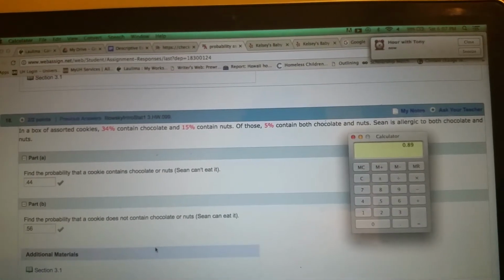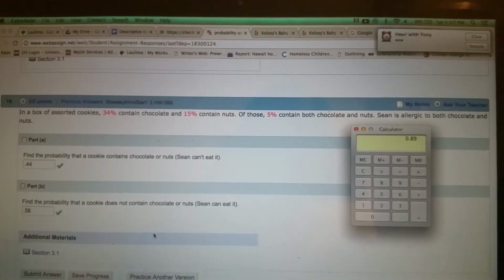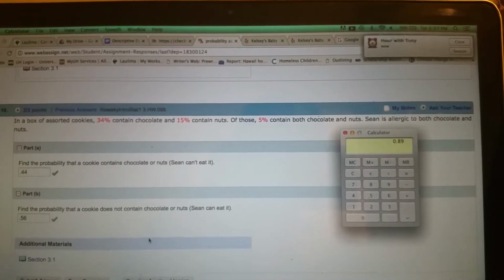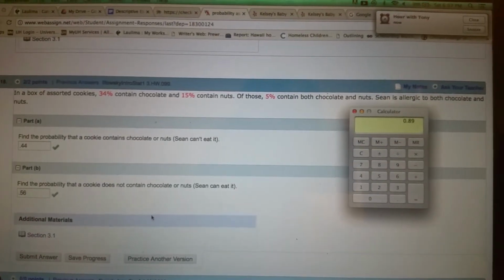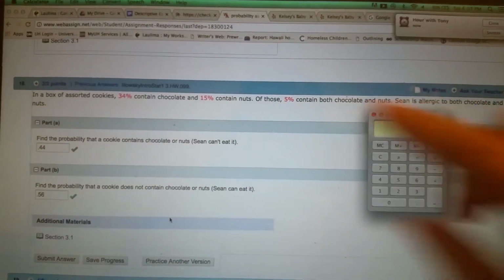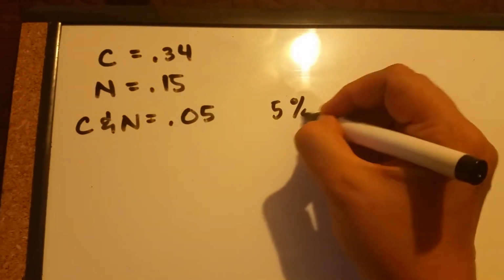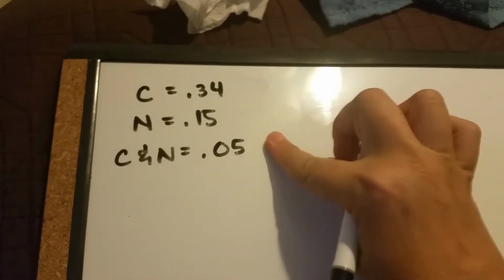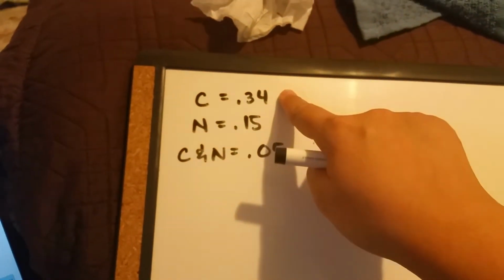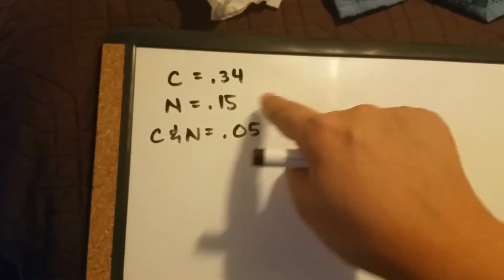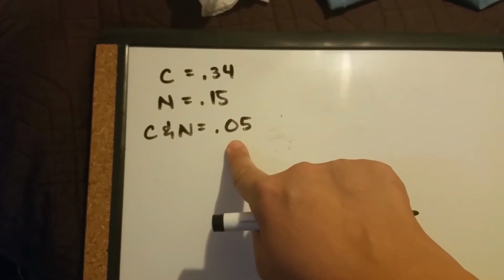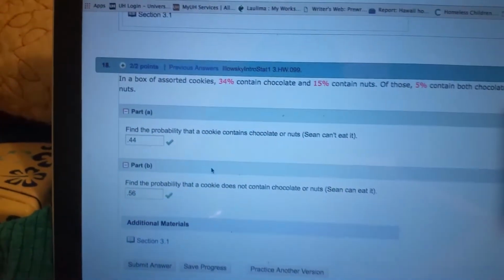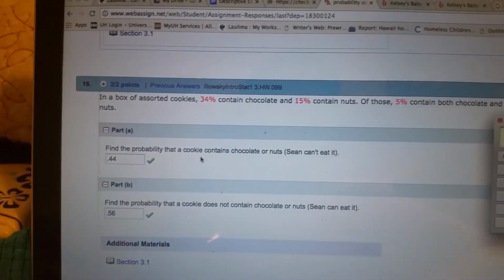Again, it's the both. C and N equals 0.05. 5%, move 2 decimals over, we got 0.05. Okay, turn it into a decimal. So that's what we've got so far. The chocolate for me is 0.34, the nuts is 0.15, and the chocolate and nuts together we got 0.05. Okay, find the probability that a cookie contains chocolate or nuts.